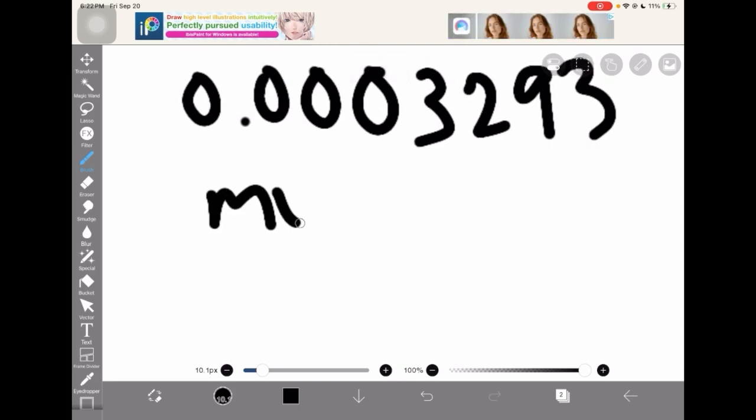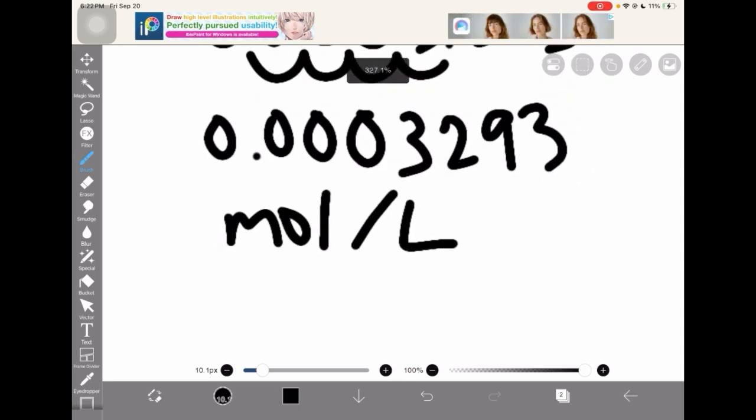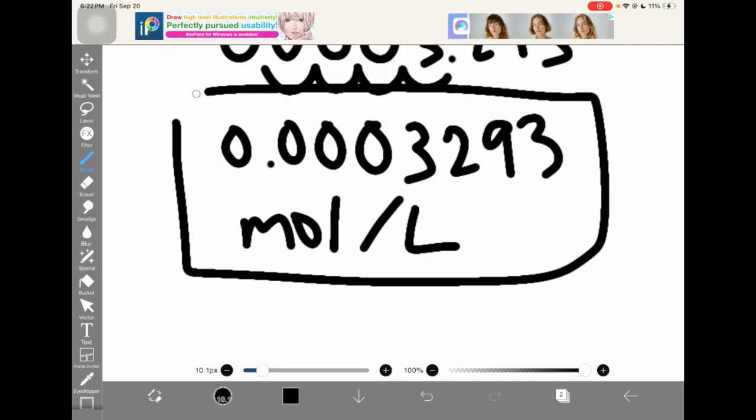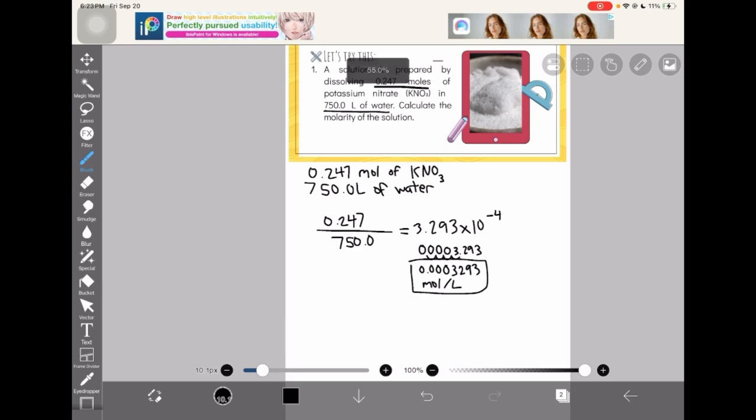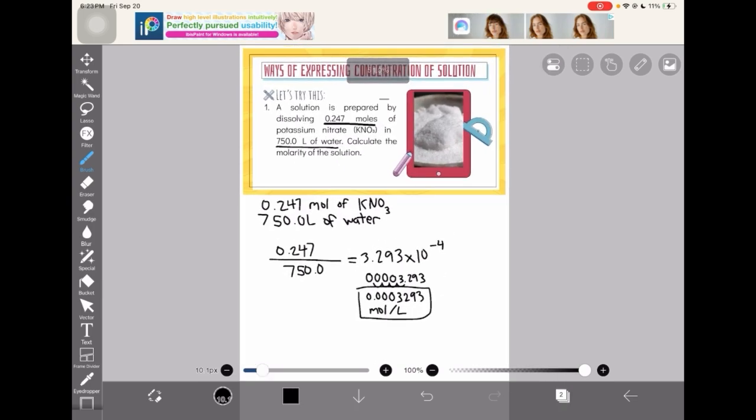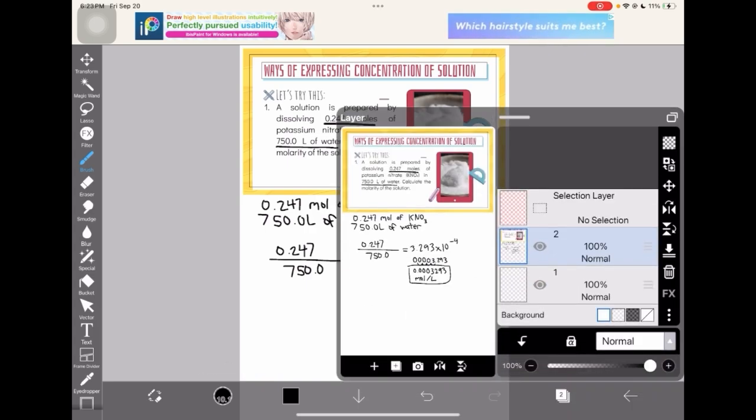So for this one, it's actually 0.0003293 moles per liter. Okay, I'll give you time to screenshot this one, and I'll now move on to the next one.